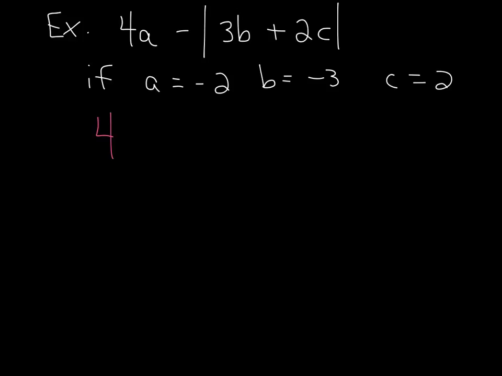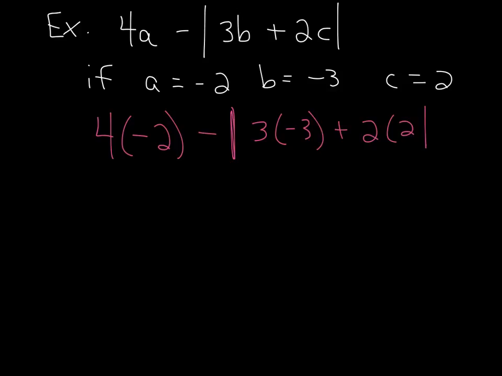So I have 4 times -2, because that's what 4a is, minus absolute value bar, 3 times -3, plus 2 times 2. So just like order of operations, I have to handle what's inside my grouping symbol. In this case, it's what's inside the absolute value. I will go ahead and multiply 4 times -2, giving me a -8. Keep my minus sign. Keep my absolute value bars for right now. Simplifying inside, -9 plus 4.